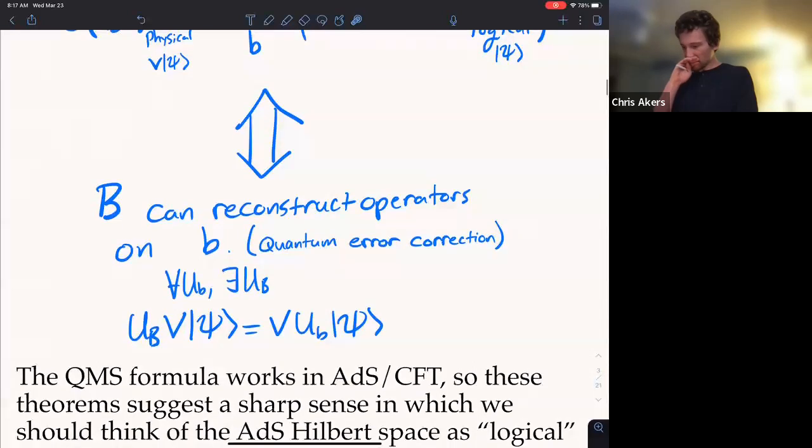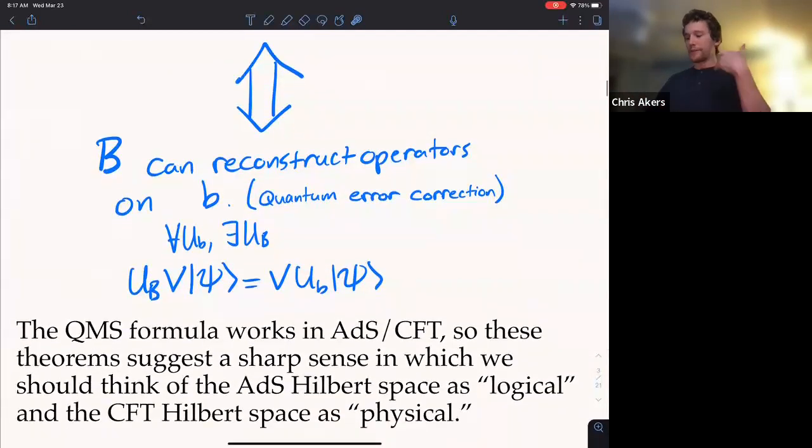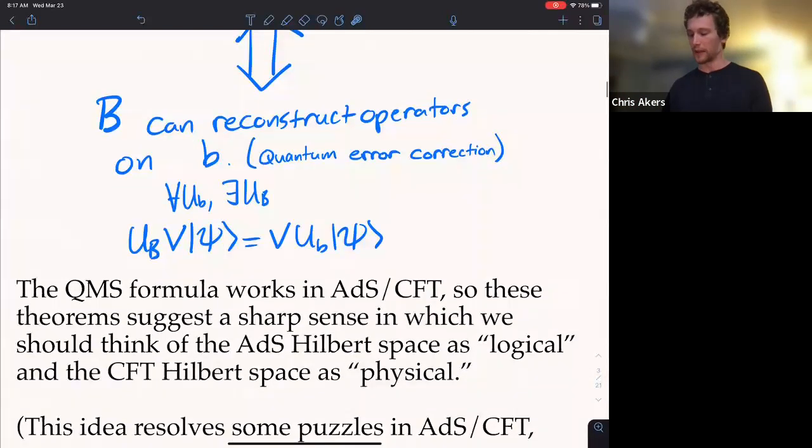Thanks for the question. Okay, so this is important for AdS/CFT, right? Because the QMS formula works in AdS/CFT. We have some arguments for it from the Euclidean path integral. And so these theorems suggest a sharp sense in which we can think of the AdS Hilbert space as the logical Hilbert space, right? The input to some code. And the CFT Hilbert space is the physical one. In this sense, this theorem offers perhaps the sharpest sense in which we can say this is the evidence that AdS/CFT is a quantum error correcting code.